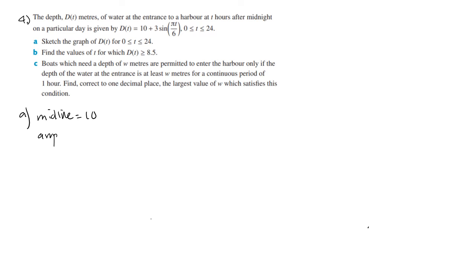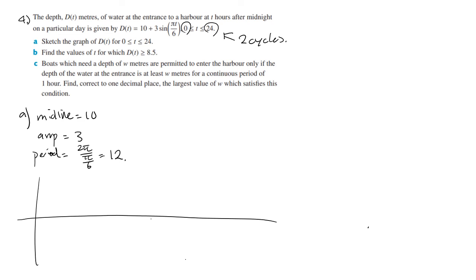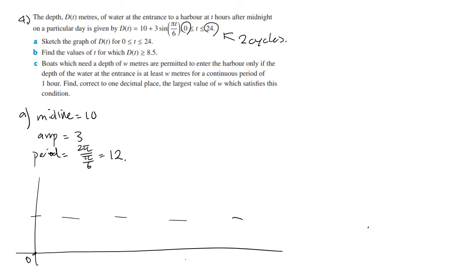Okay, amplitude is 3. The period is 2 pi on pi on 6, which is 12. Okay, and t is between 0 to 24, meaning that there are 2 cycles in this graph. Let's draw it. X-axis, y-axis, midline is 10, so that's the x-axis. 0, so that's 10. So that's the amplitude, 3, 7, and 13.